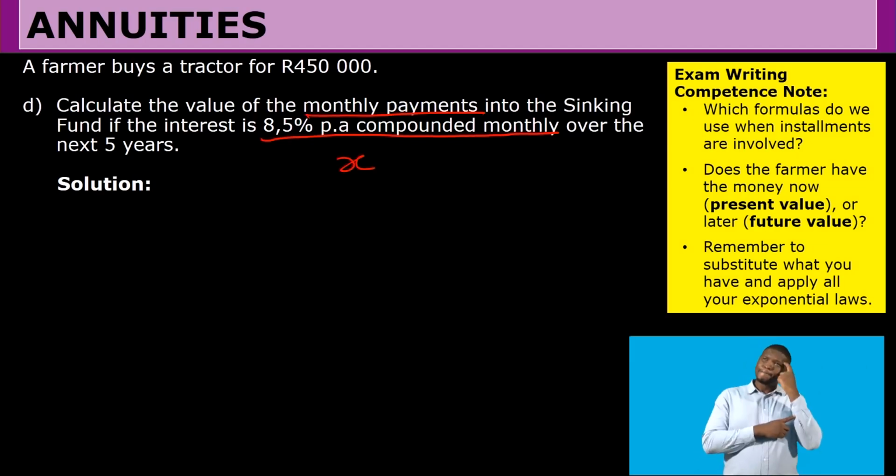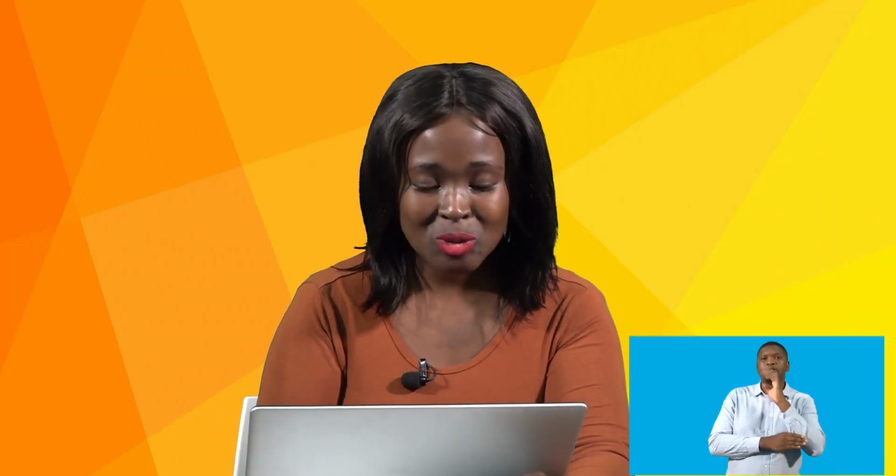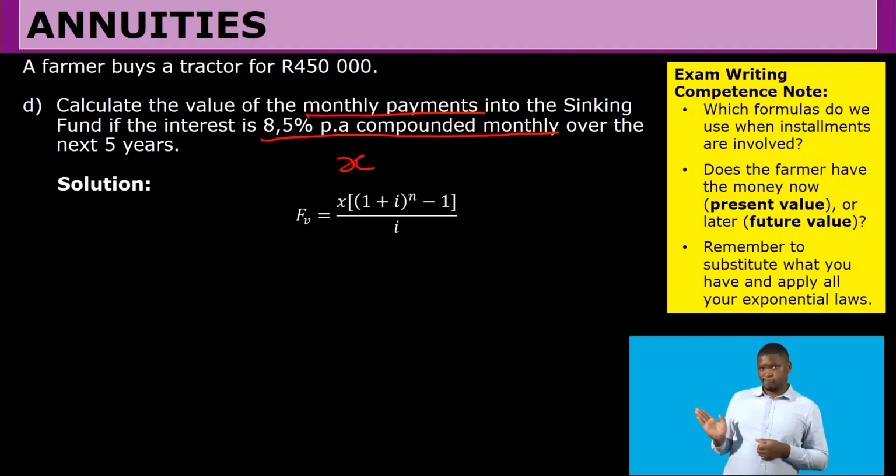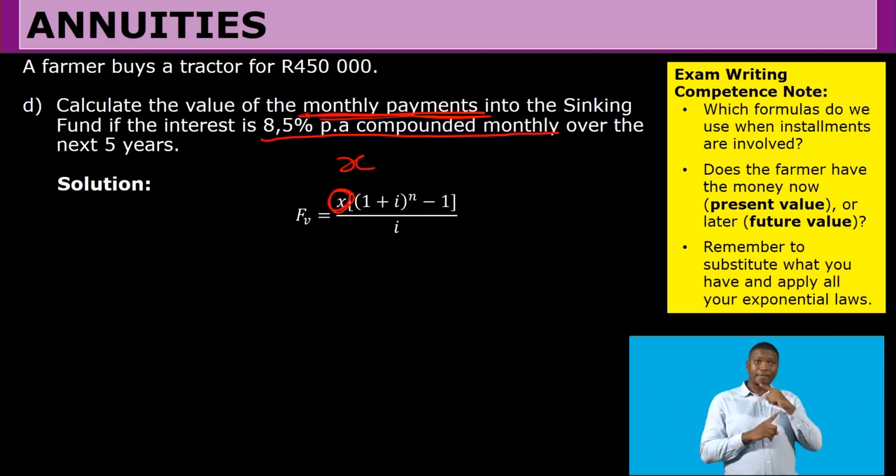Well, we need to think about this money that we are going to save up. Is it money that we have now, or is it money that we plan to have in the future? If it's money we plan to have in the future, then we are going to use the future value formula, and there it is. Now, what are we trying to find? It says calculate the monthly repayments, which means we are trying to find the value of X. So that is the value we are trying to find, which means every other value will be substituted: the future value that we are trying to save up for, the interest rate, and of course the value for n.